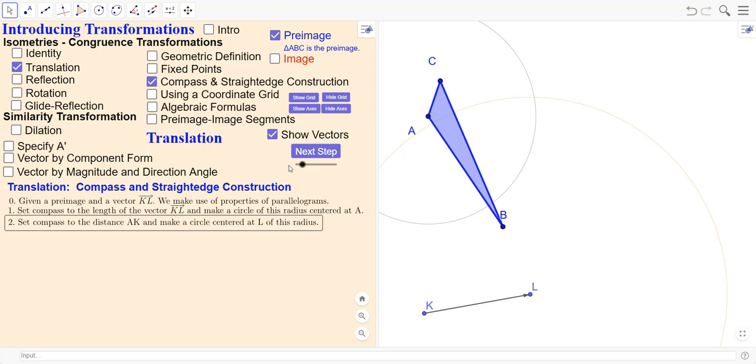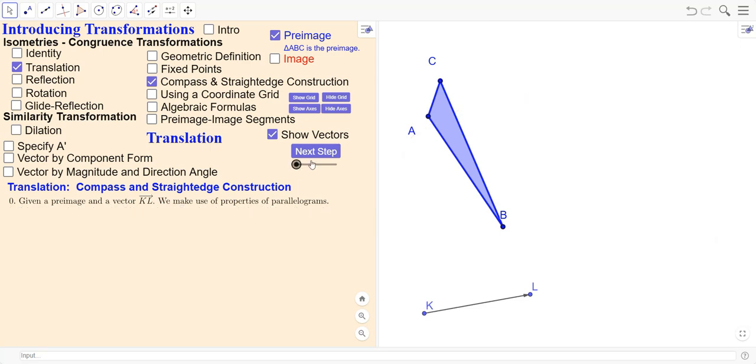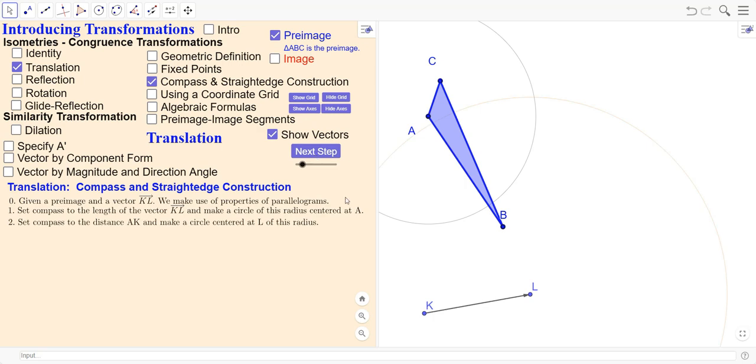Okay, so let's just go over that once again. We start with a figure here. We have a vector. We take our compass and set it to the length of the vector, mark a circle centered at A. The image point A prime is going to be on that circle somewhere. Next, set the compass to go from K to A prime. Slide that compass to the end here so that it starts the center at L and mark. So start to start, finish to finish.